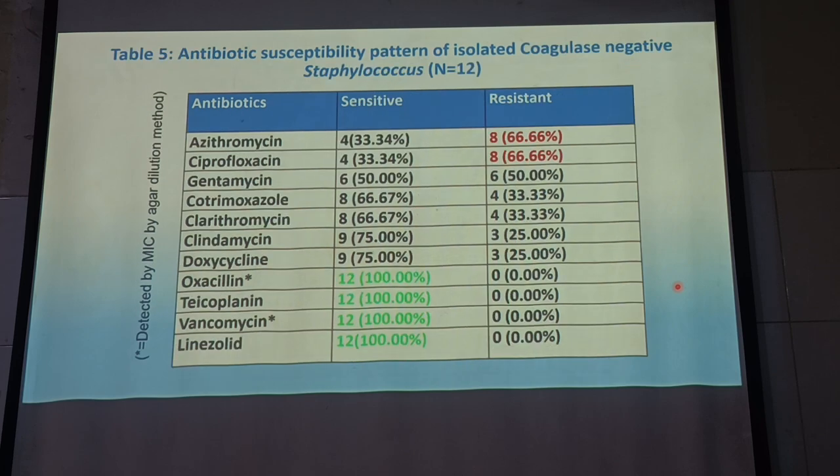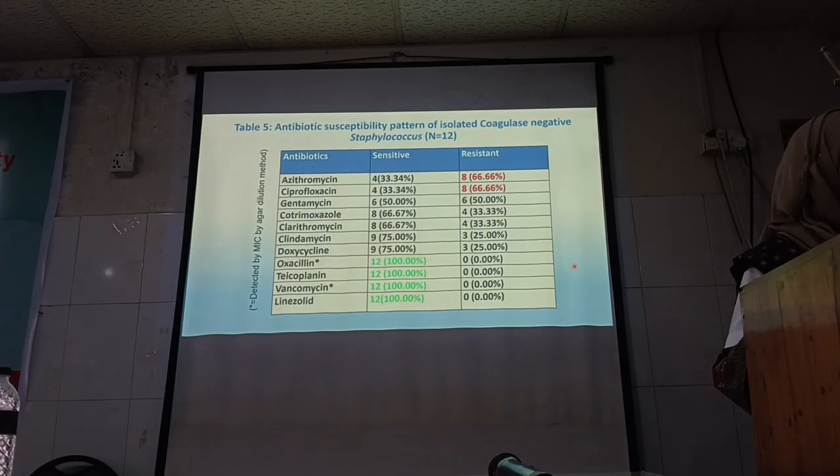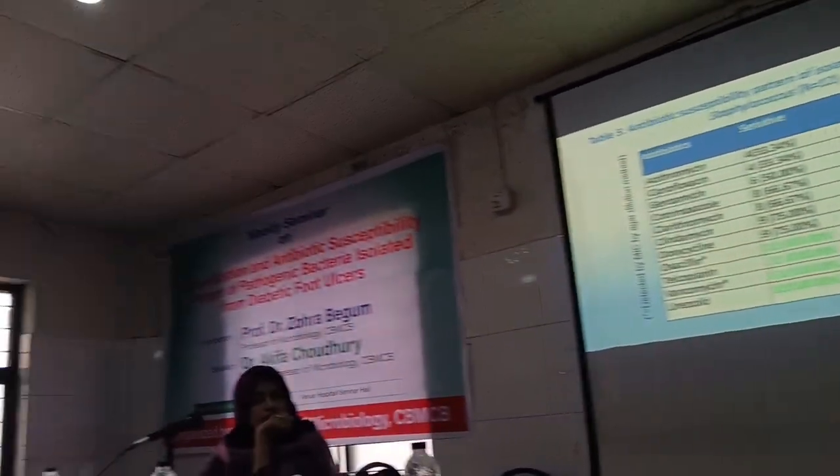Table 5 shows the antibiotic susceptibility pattern of isolated coagulase-negative Staphylococcus. Over 60% are resistant to azithromycin and ciprofloxacin, only 33% sensitive to these antibiotics. Around 50% are sensitive to gentamicin, 66% sensitive to co-trimoxazole and clarithromycin, around 75% sensitive to clindamycin and doxycycline, and 100% sensitive to oxacillin, teicoplanin, vancomycin and linezolid.